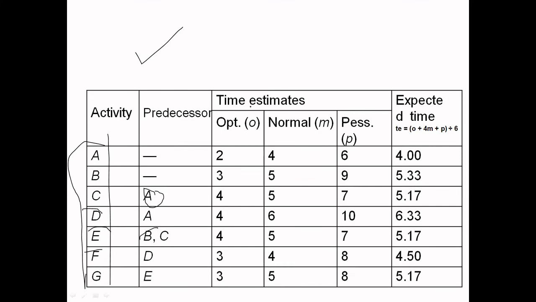Now come to the point: how much are the time estimates? The three times are optimistic, normal time, and pessimistic time. Remember that this is an estimation based on experience.